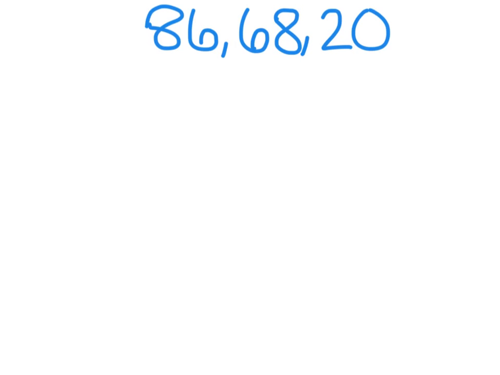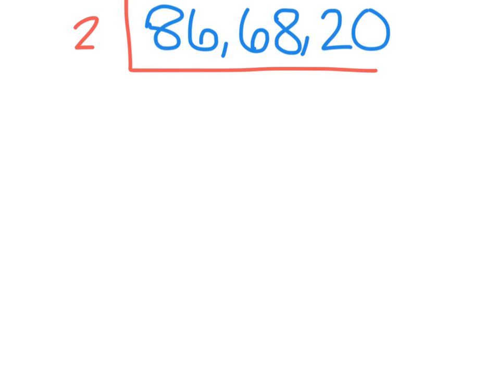Okay, so now we have our last practice problem of the video. We're looking for the least common multiple of 86, 68, and 20. I need to be able to divide at least 2 of them by the same prime number, so I'm going to start with 2. And I can actually divide all 3 of them by the number 2.